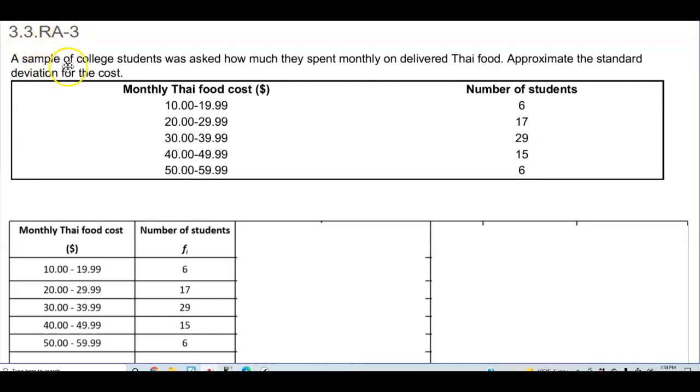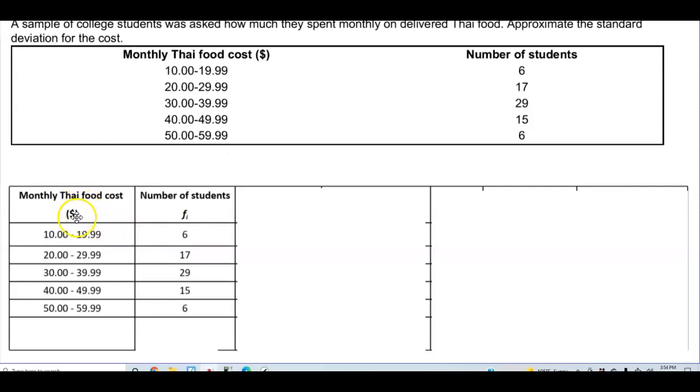3.3.RA-3. Now, a sample of college students was asked how much they spent monthly on delivered Thai food. We want to now approximate the standard deviation for the cost. On the left-hand side, we have the 5 classes, which go from $10 to $19.99, $20 to $29.99, all the way to $50 to $59.99. And then we can see the number of students for each class. There's 6 for the $10 to $19.99, 17 for the $20 to $29.99, and so on.